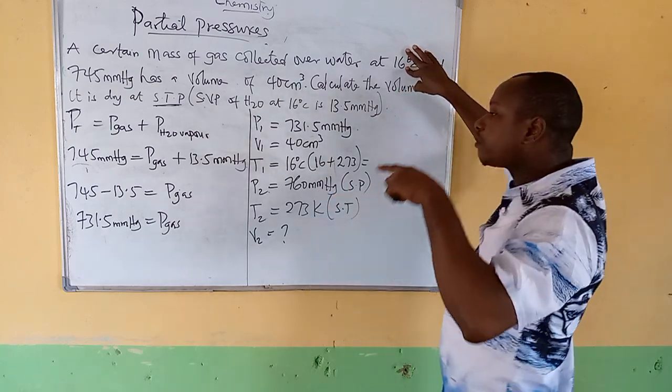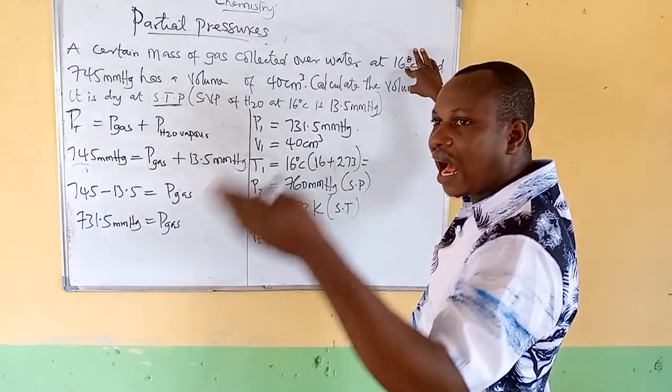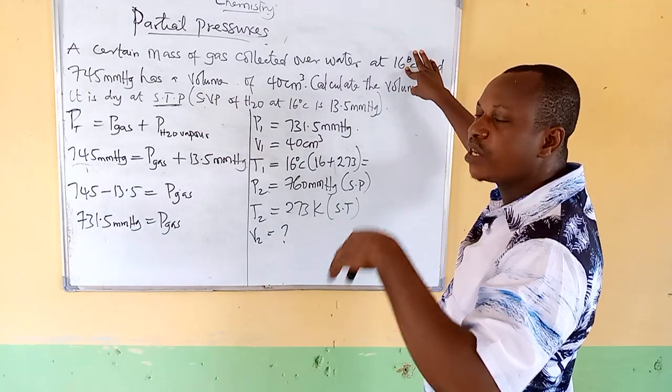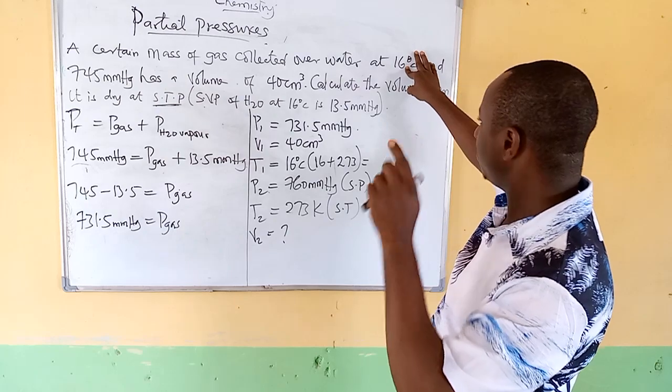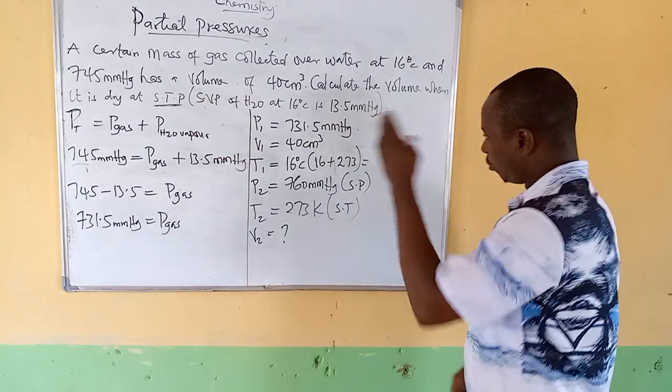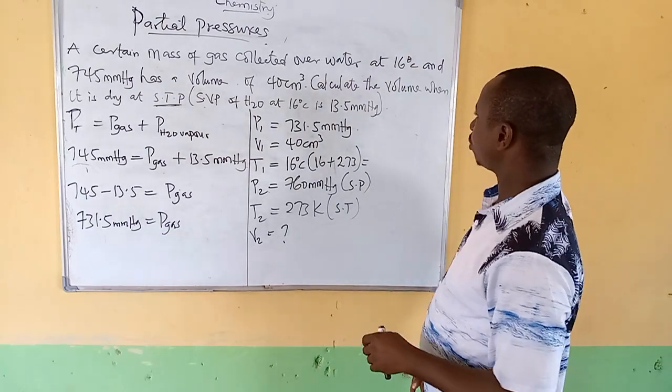If you are converting from degrees Celsius to Kelvin, add 273. But if you are converting from Kelvin to degrees Celsius, minus 273. It's a major conversion factor once we're talking about temperature measurement.